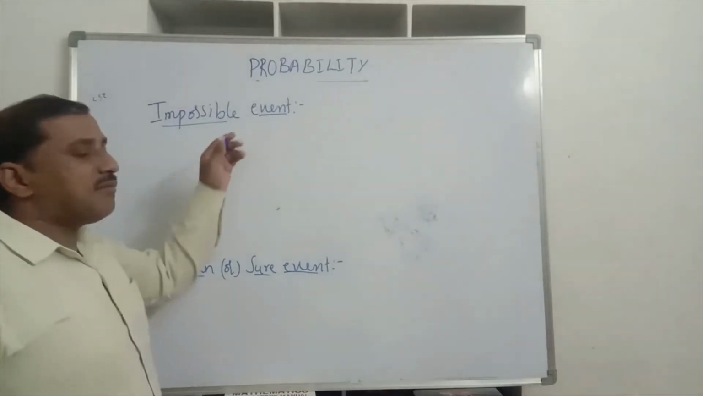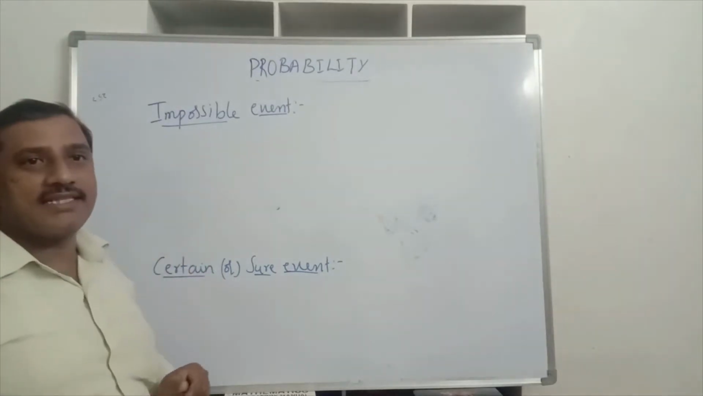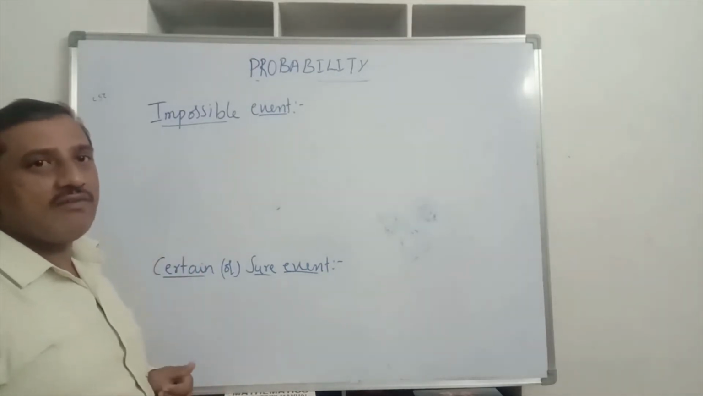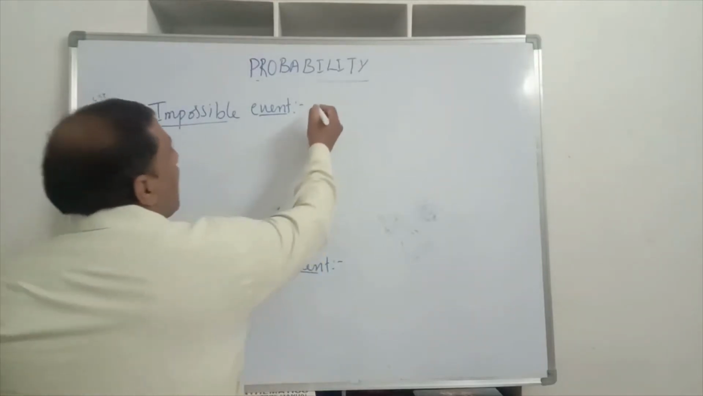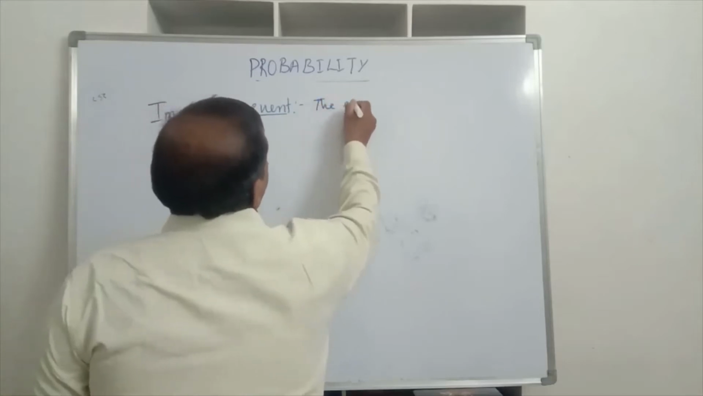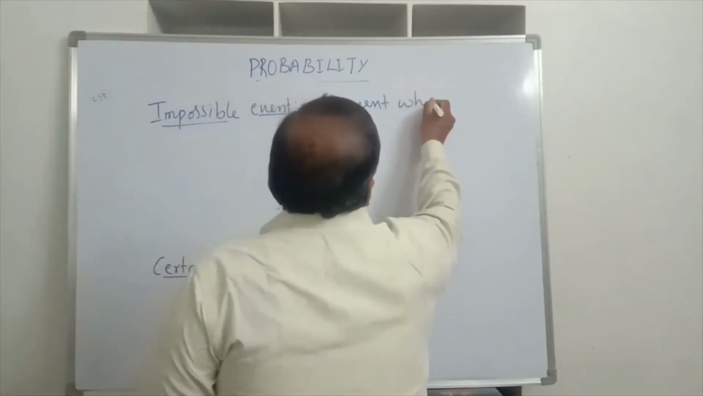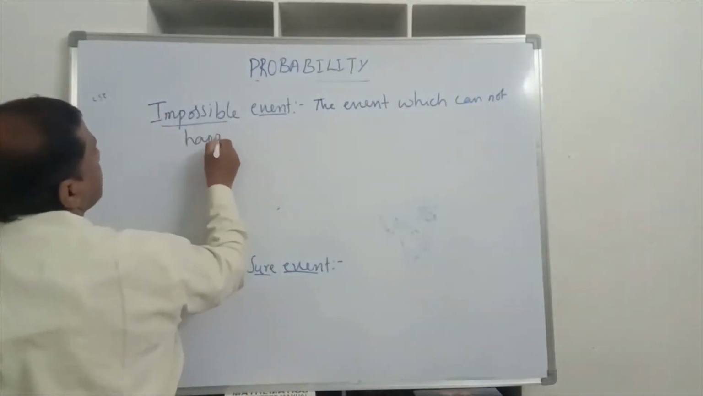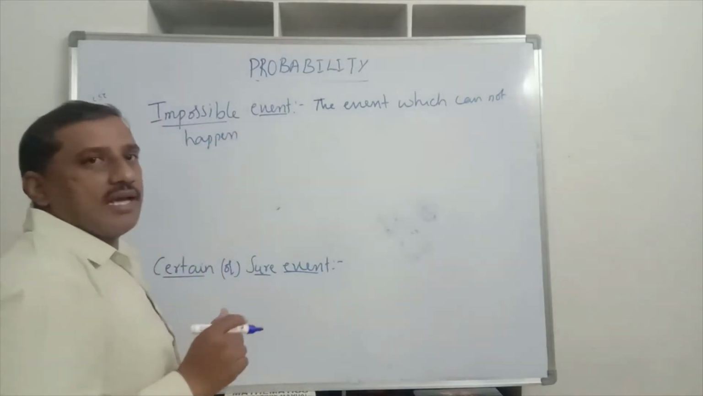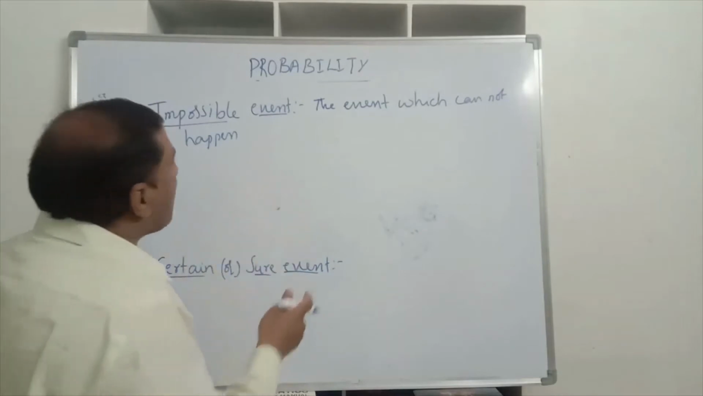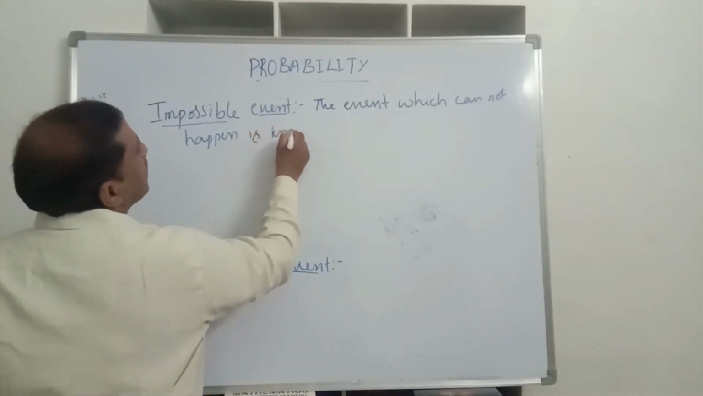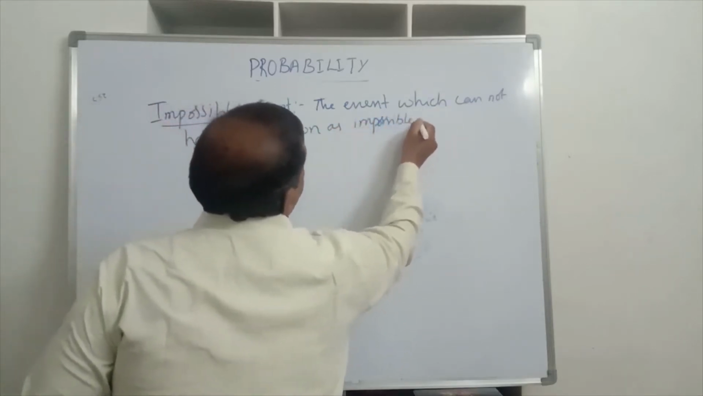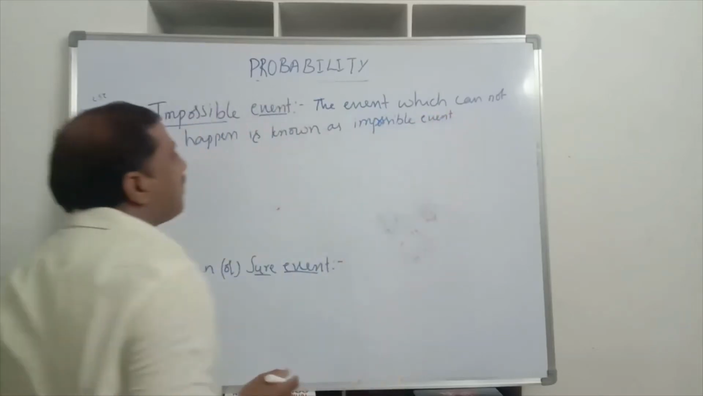Now we will discuss impossible event. The word impossible says it is not possible. So in our topic of probability, an impossible event means an event which cannot happen. The event which cannot happen is known as an impossible event. So then what is the probability of an impossible event?